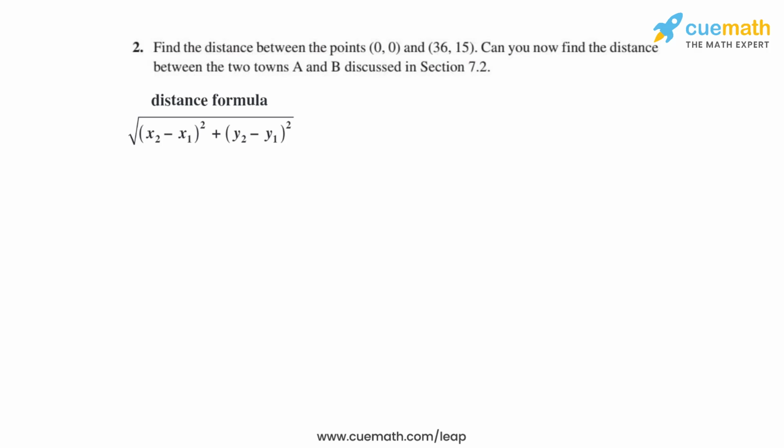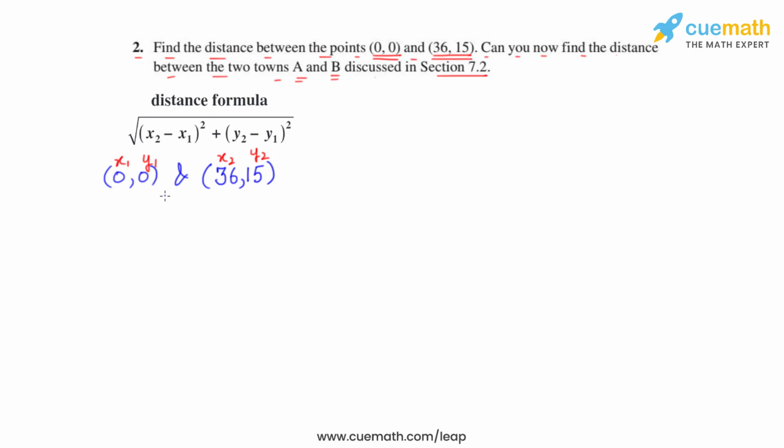So here's the distance formula: square root of (x2 minus x1) whole square plus (y2 minus y1) whole square, that is square root of difference of x coordinates whole square plus difference of y coordinates whole square. The 2 points are 0, 0 and 36, 15. So what are x1, x2 and y1, y2? x1 is 0, y1 is 0, x2 is 36, y2 is 15.